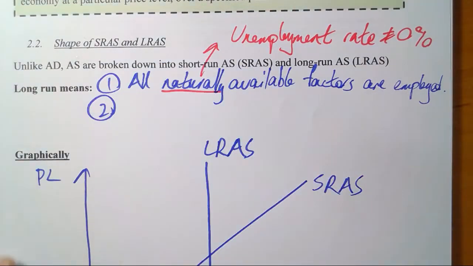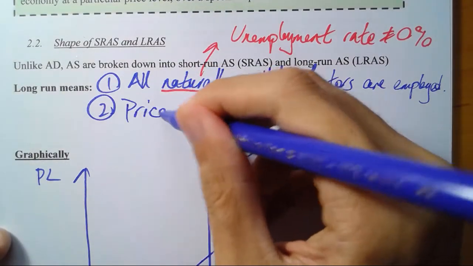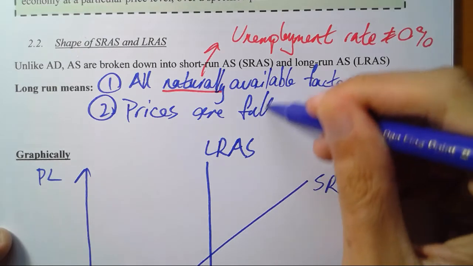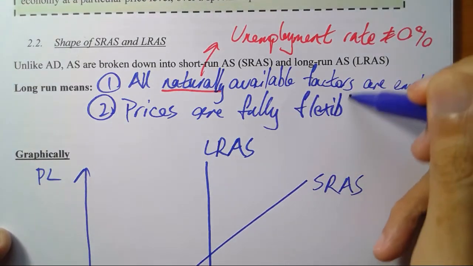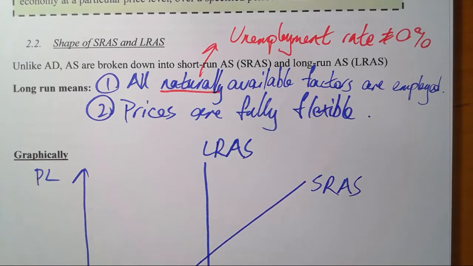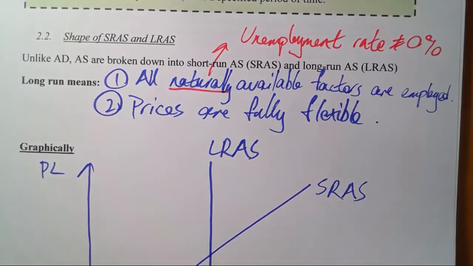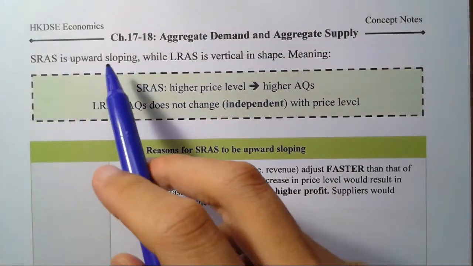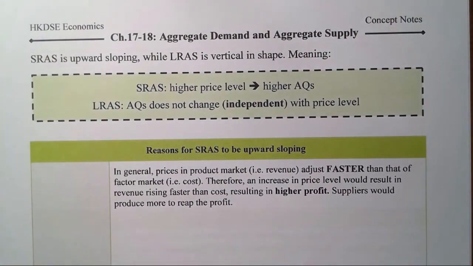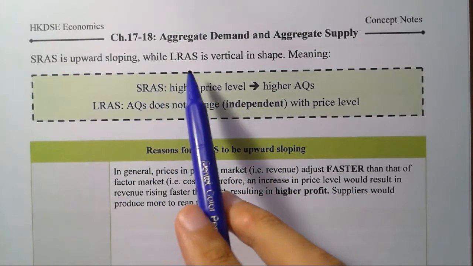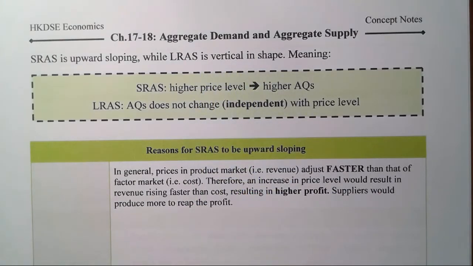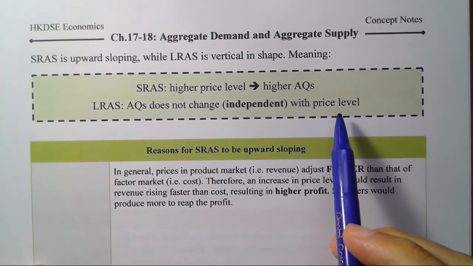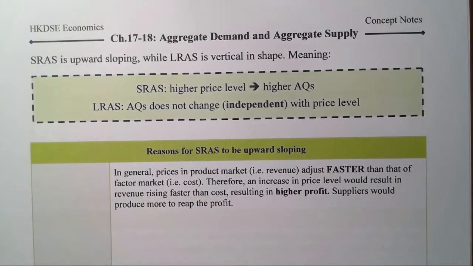Now, second, it also means prices are fully flexible. What does that mean? What is prices are fully flexible? In fact, let's move on to the next page. Now, remember, SRAS upward sloping. Now, what does upward sloping means? It means higher the price level, higher the AQS. While LRAS is vertical in shape, it means that no matter how price level changes, AQS would not change.